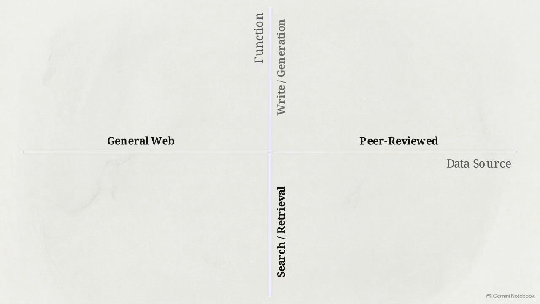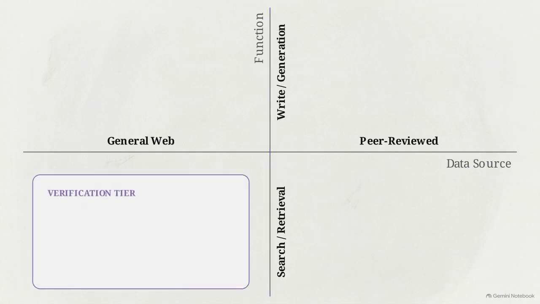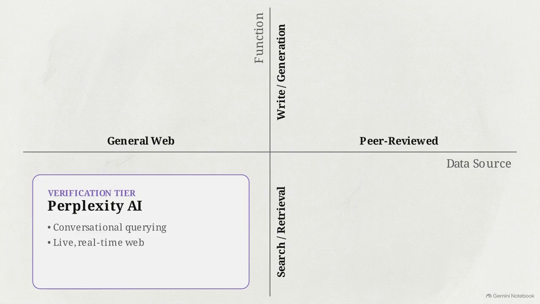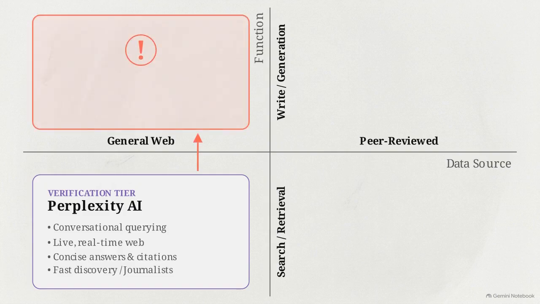In the bottom left quadrant, the verification tier, we have Perplexity AI. Its primary function is conversational querying of the live, real-time web. It delivers concise, immediate answers with inline, clickable citations, making it the primary choice for journalists and fast discovery. However, it is not built for structured generation. It cannot autonomously produce a 15-page deep dive report from a single prompt.